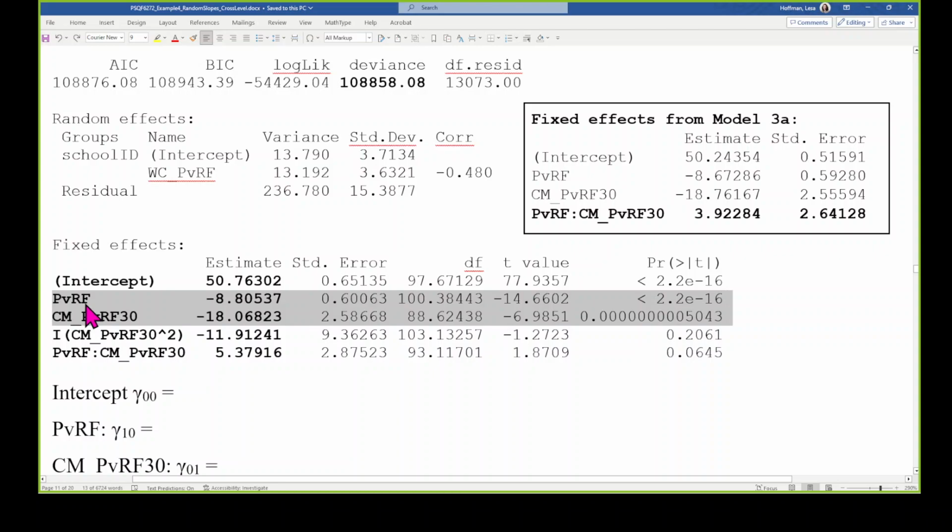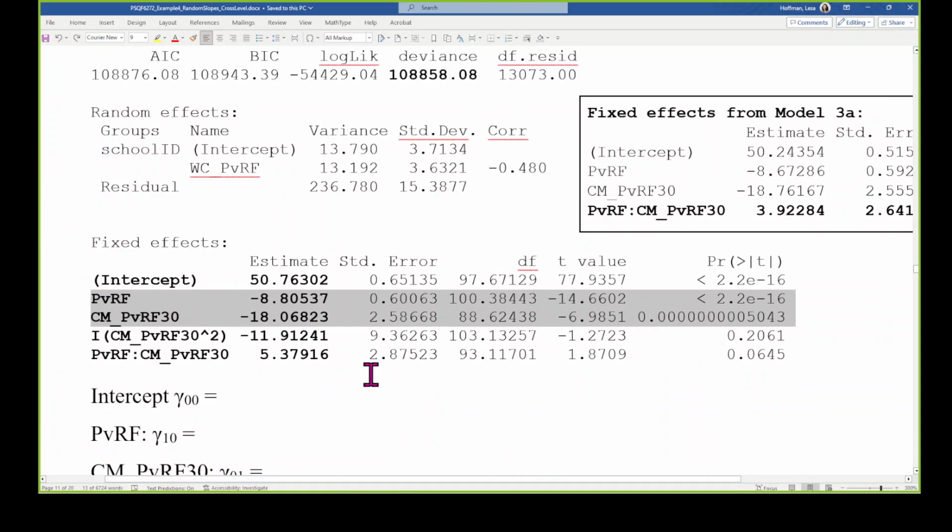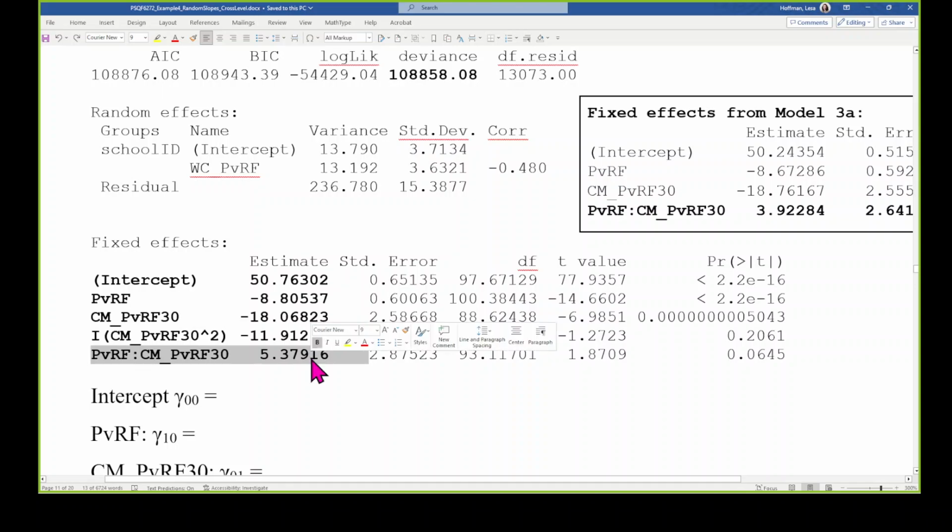PVRF is the level 1 predictor in its original binary form. And then we have the cluster mean of that variable centered at 0.3, which was the average for the sample. So within the same school, a kid that gets some kind of discount on average will do about 9 points worse. And that is specifically when the interacting variable is 0. So a poor kid will do about 9 points worse in a school where 30% of the kids are poor.